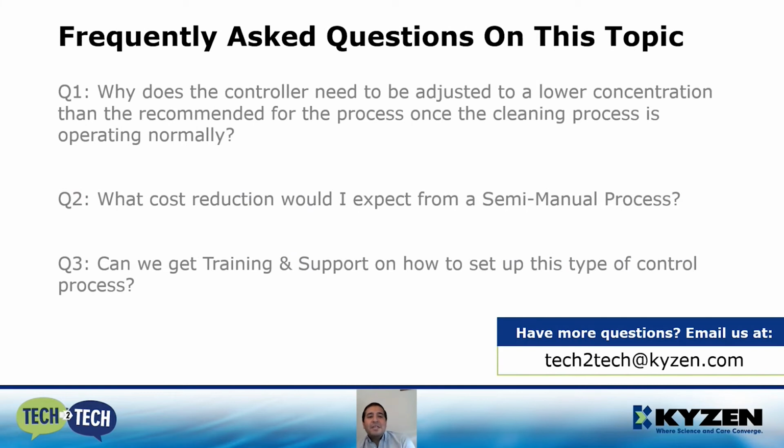For the end, we have prepared these three questions that we get asked often in regards to semi-manual process. The first one: why does the controller need to be adjusted to a lower concentration than the recommended for the process once the cleaning process is operating normally? This is something that people tend to not understand at the beginning.